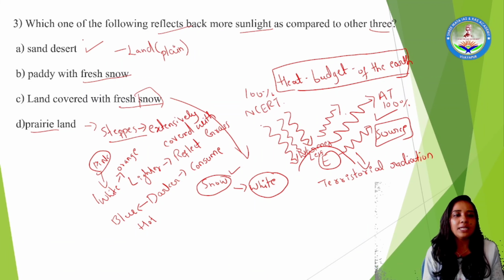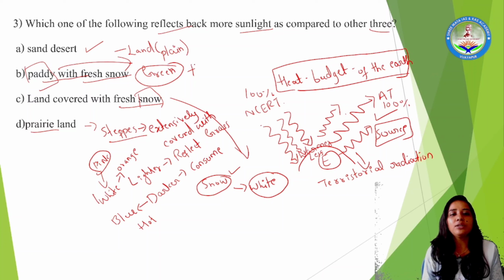Whereas coming to sandy desert, it is less effective. Coming to paddy with the fresh snow, and a land covered with the fresh snow. See, paddy with the fresh snow, paddy is again rice. This rice is again green in color. Whenever paddy grows, the water there will usually be stagnant. If water is stagnant, it will also consume some amount of the solar radiations received here.